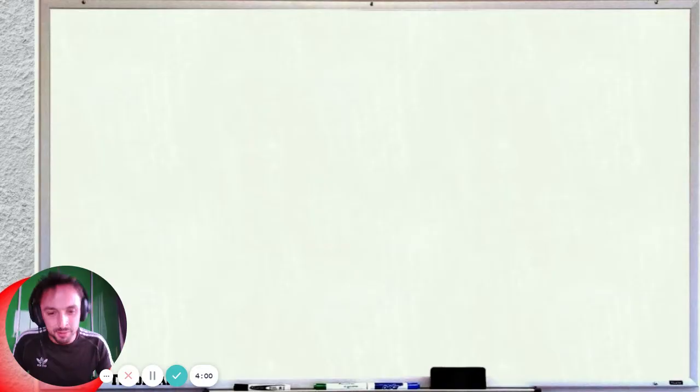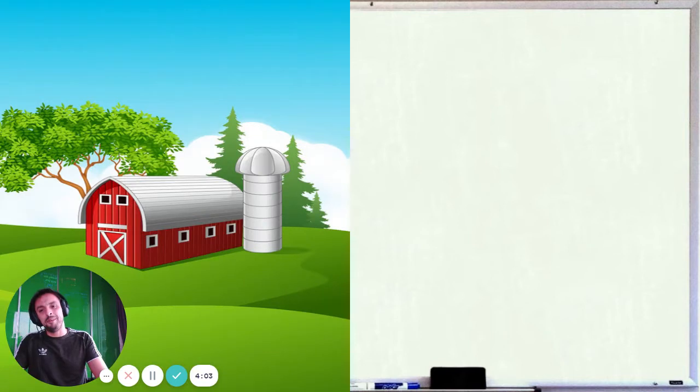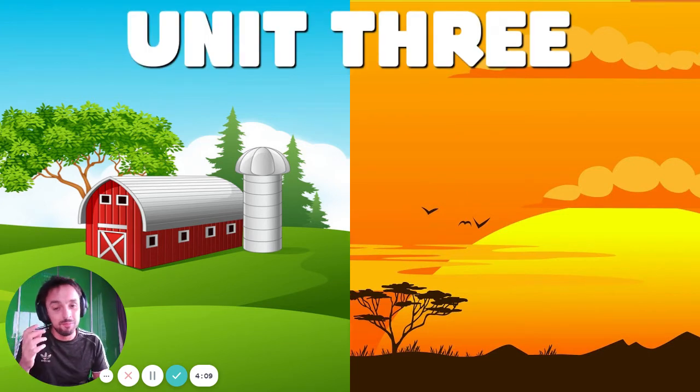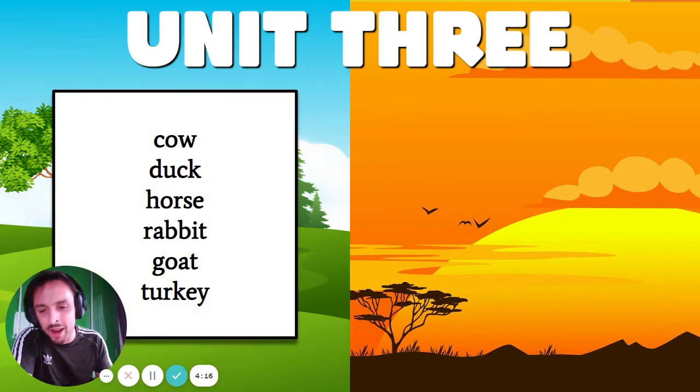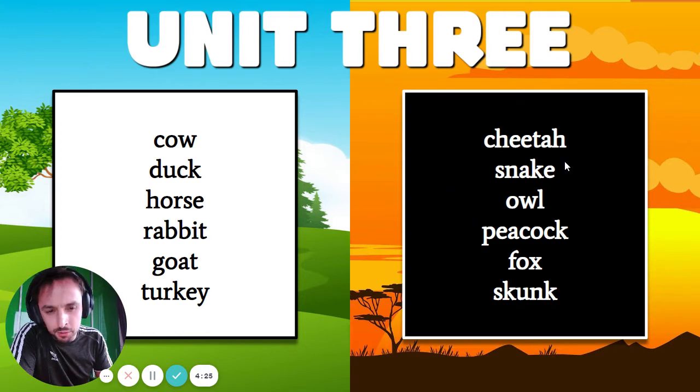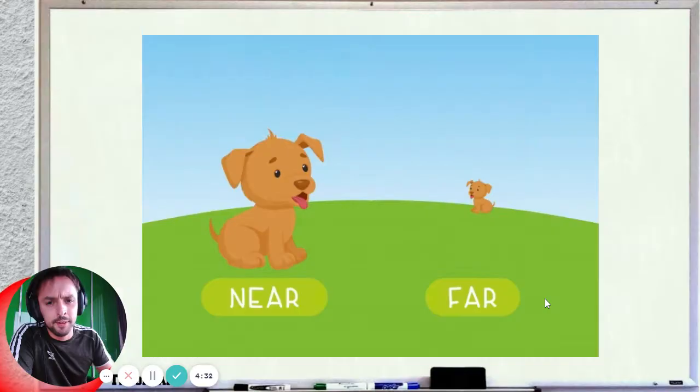Okay, now these are all your animals. Let's go through them one more time. We have your farm and we have the wild. Unit 3 is farm and the wild. Here are your farm animals: cow, duck, horse, rabbit, goat, and turkey. Then your wild animals: cheetah, snake, owl, peacock, fox, and skunk.